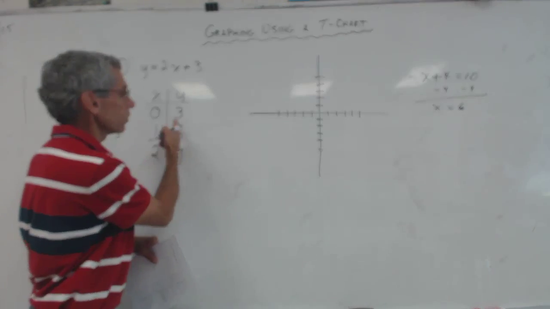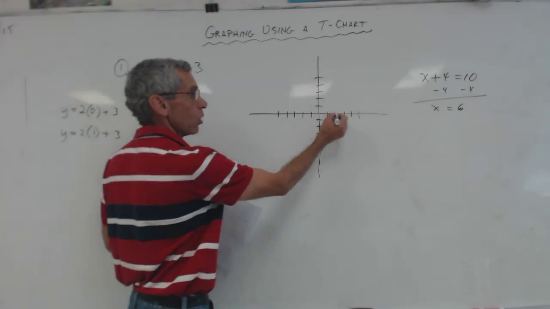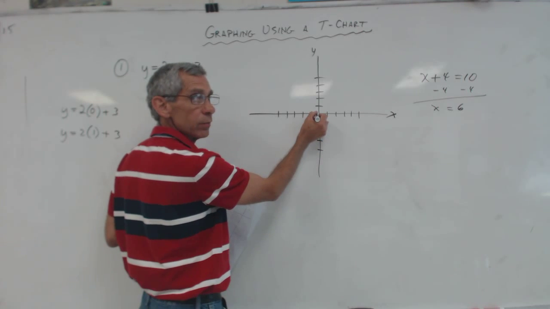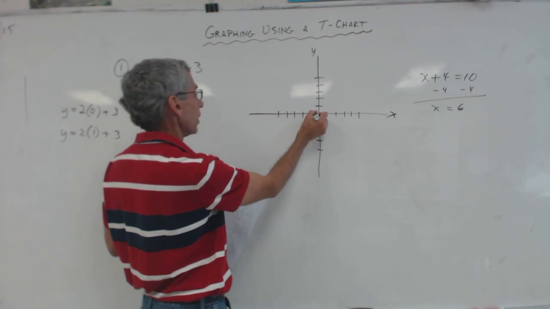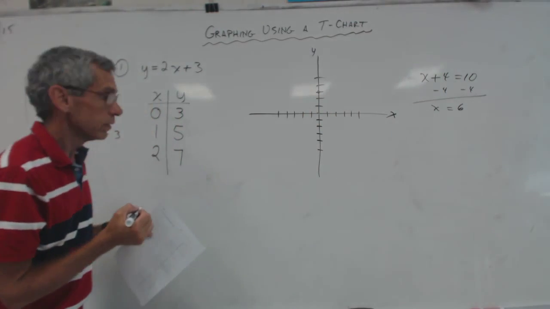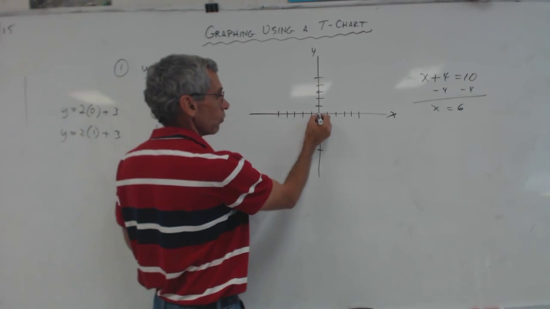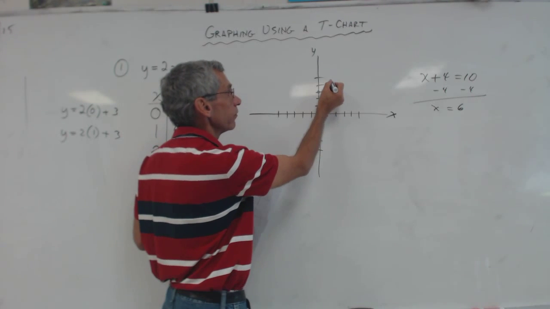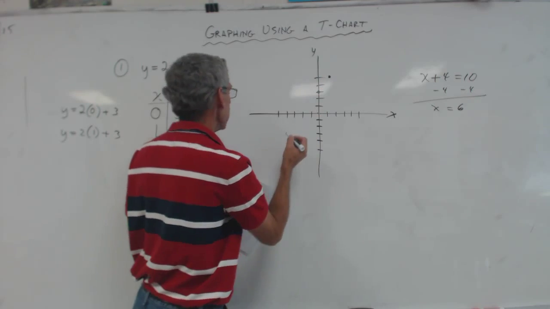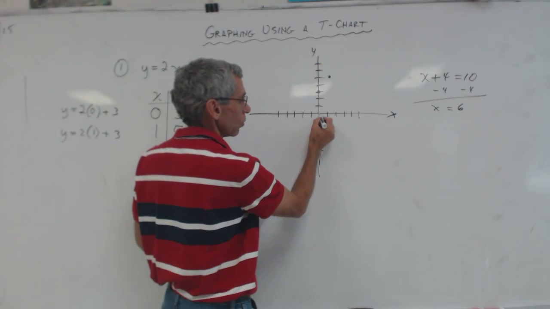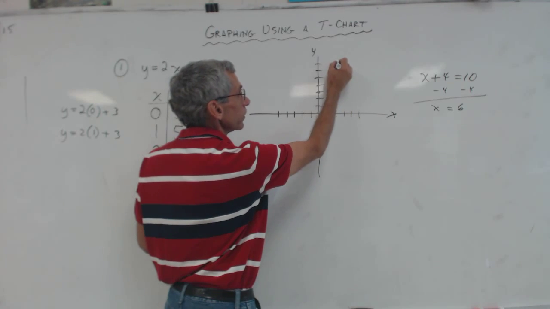Okay, so it says 0, comma 3. 0, I go nowhere to the right or left towards x. I stay where I am. But 3, I go up. So I go 1, 2, 3, and I put a dot right there. My next one is 1, 5. I start at 0, go over 1, go up 5, right there, put a dot. And then 2, 7. I go over 2, and I go up 7, put a dot.